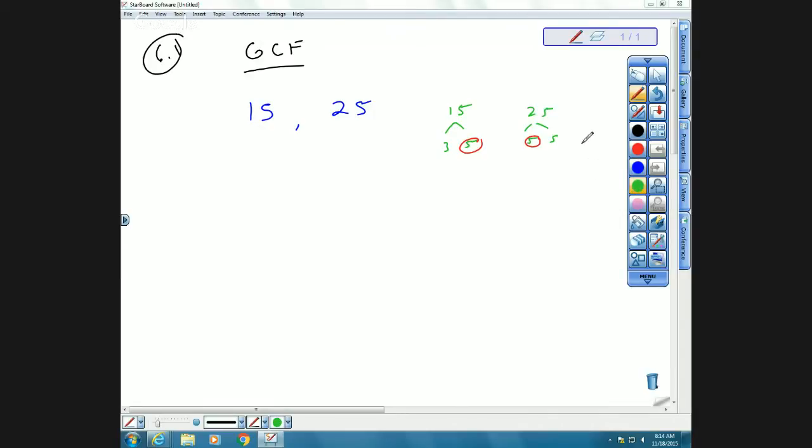I know you can see this one easy, but you can just divide both of them by the number that you come up with. So 15, that'd be 3 and 5. Is there a number I can divide 3 and 5 both by? No, so my GCF is 5.